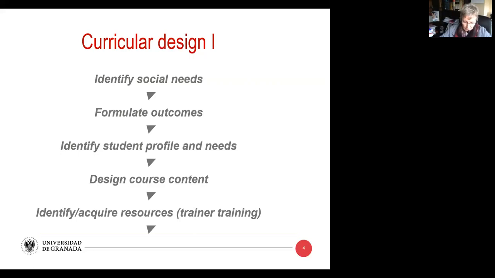Now, a few words about what I mean by society. A very, very general understanding of social needs in the world of translation is that we are talking about what the language service providers want, what the big employers want. And of course, it is true that we need to bear in mind what the market wants, and we need to bear in mind what the large employers need.